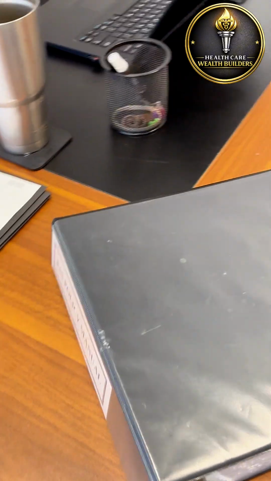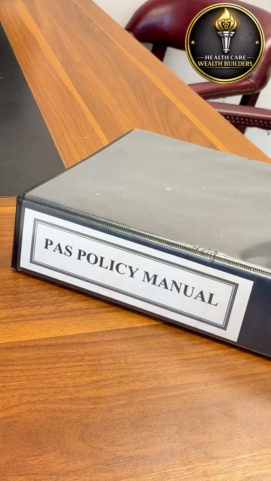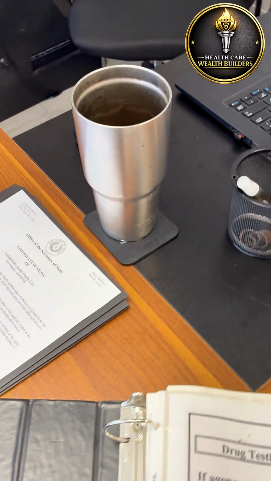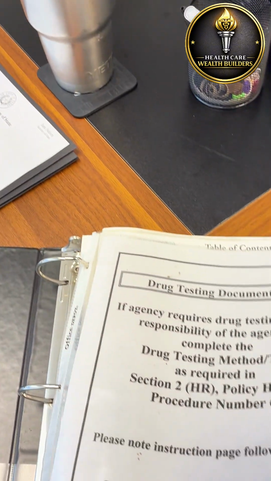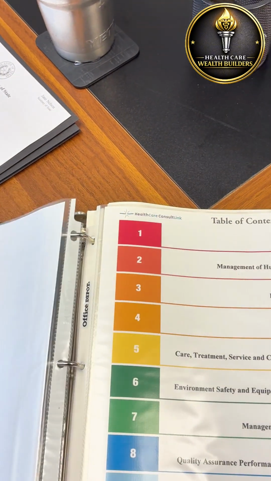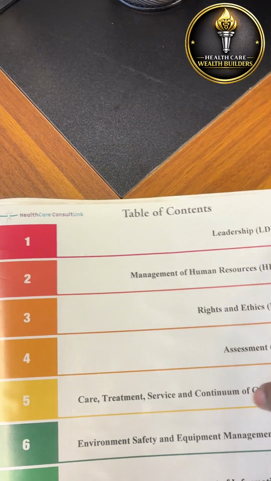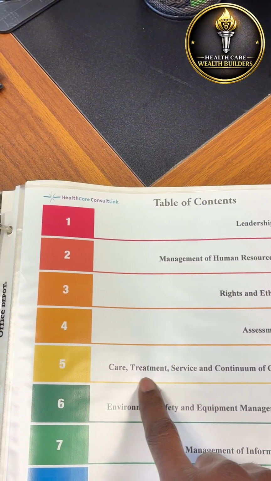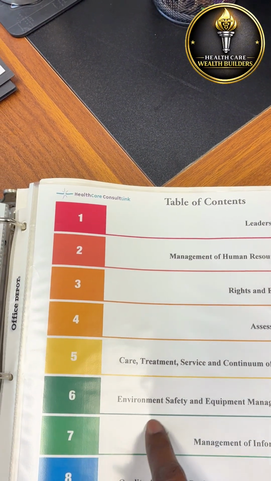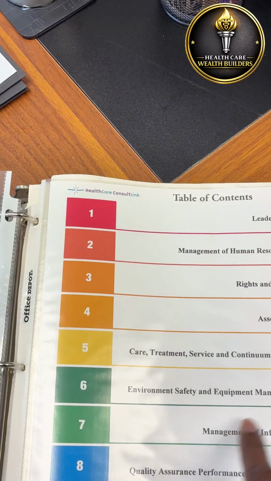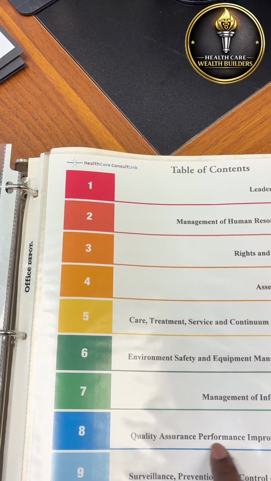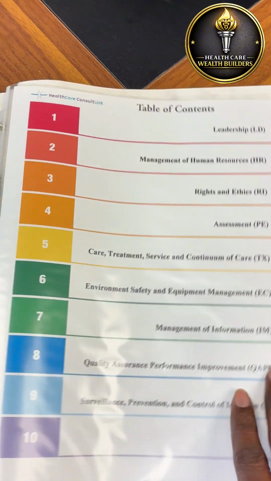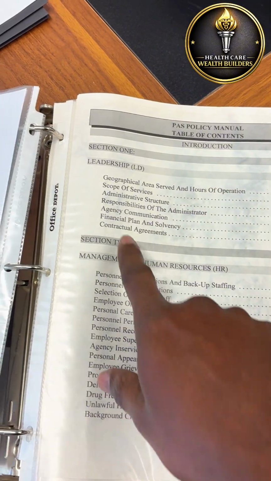I want to talk quickly about this document right here, the Policy and Procedures Manual. I'll include a document that shows you exactly what should be included in this. But I just advise you not to try to create this yourself. Major sections should be leadership, management of human resources, rights and ethics, assessment, care, treatment, service, and continuum of care, environment, safety, and equipment management, management of information, quality assurance, performance improvement, and then surveillance, prevention, and control of infection. And when you go to mine, the table of contents is really thorough, right?